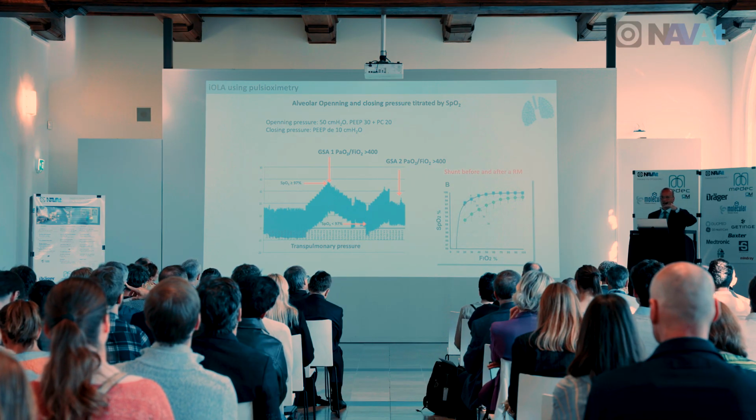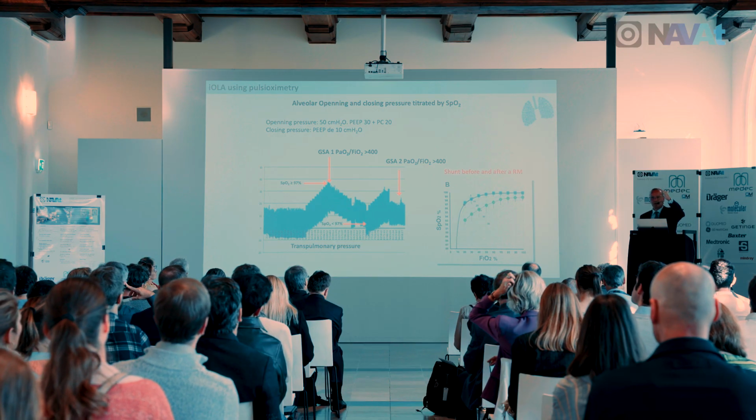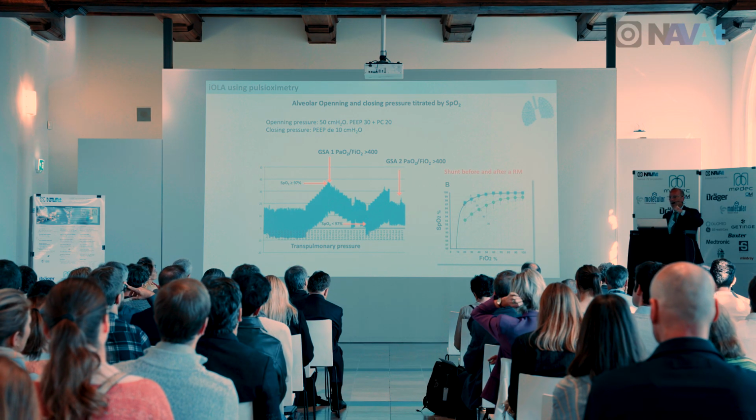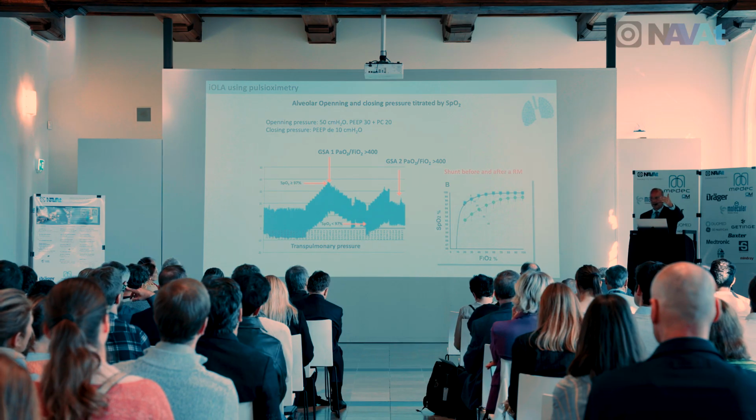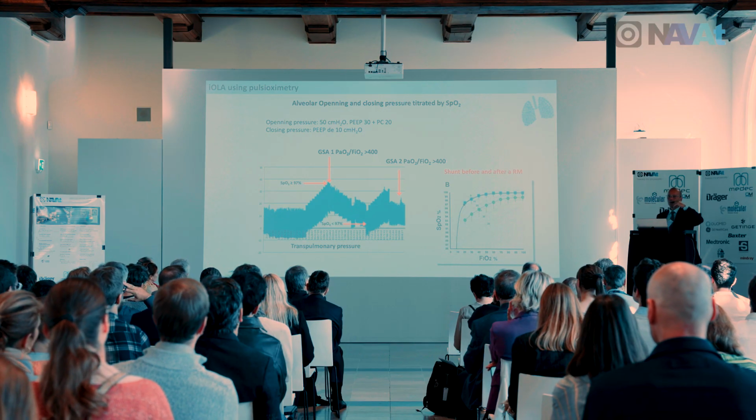So if we start with 93, and we increase pressure until the SpO2 goes equal or over 97%, this is the point when we know the lung is already open and we do not need to increase the pressure even more.